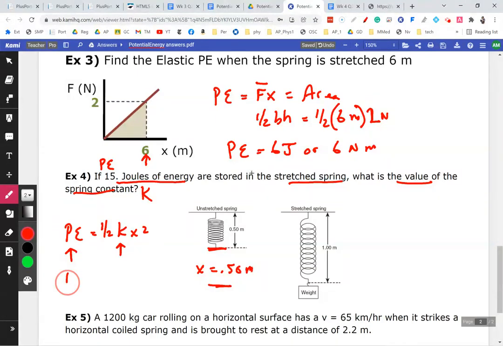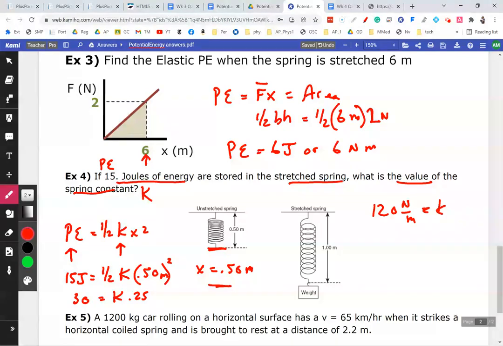So put the numbers into the equation. 1/2 K, K is unknown, 0.50 meters squared. So I multiply both sides by 2, I get 30 equals K times, oops, that's squared, 0.25. Divide both sides by 0.25 and I get 120 newtons per meter. That's the K value, the ratio of the newtons per meter. There you go. It would take 120 newtons to stretch this spring 1 meter, or 60 for a half, 30 for a quarter.